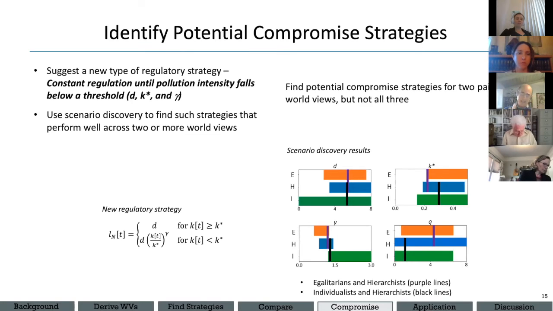We can conduct some scenario discovery to see if strategies of this form can work across worldviews. What we found, and the equation and the picture are down in the bottom, you can ask about that in the questions if people are interested, but essentially we could find strategies of this form that worked for two pairs of worldviews, but not across all three. So we could find ones that work for egalitarians and hierarchists, and one that worked for individualists and hierarchists, but we couldn't find one that worked for all three.